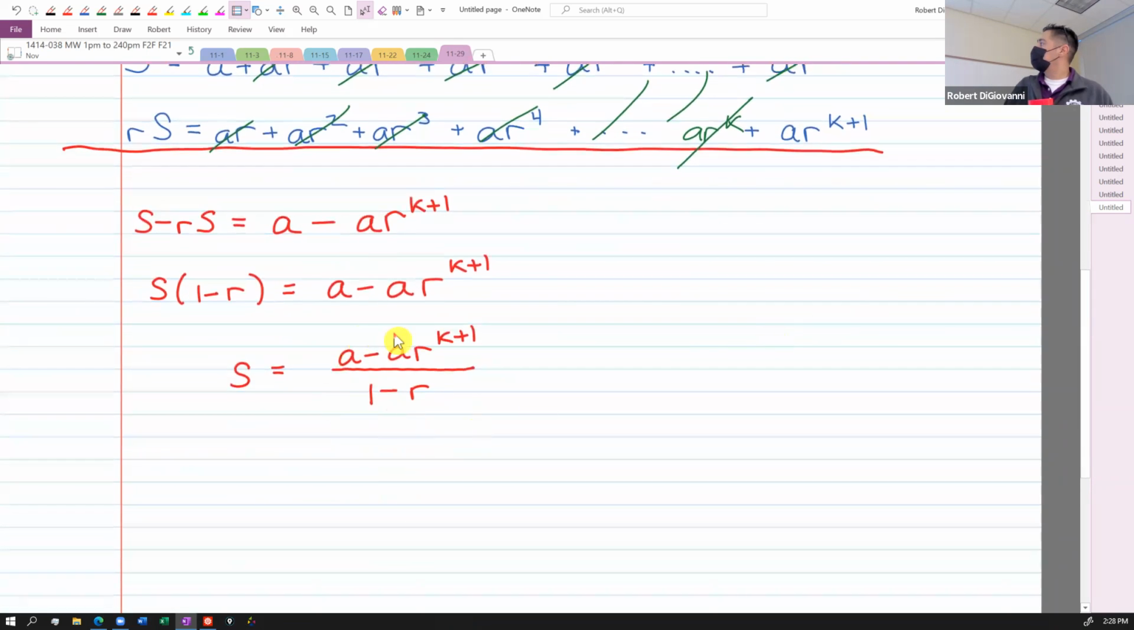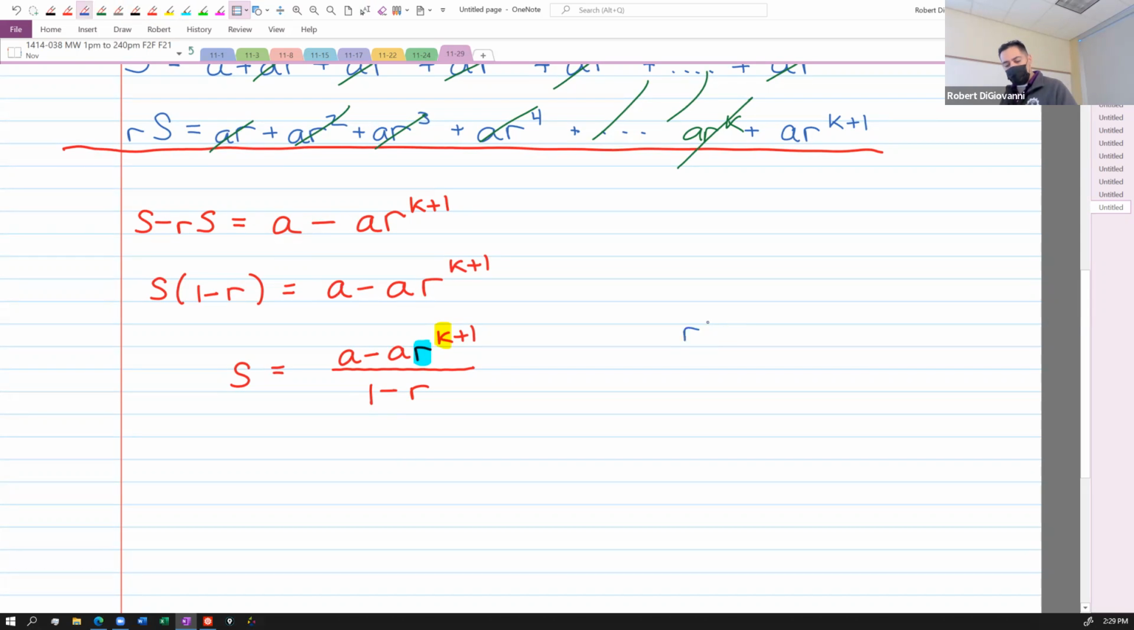But look at this nice, tight, compacted expression for S now. What would happen if I let this K right here, that K, become a huge number? Think about how it would impact R. Well, won't it depend on R though? Think about it this way.